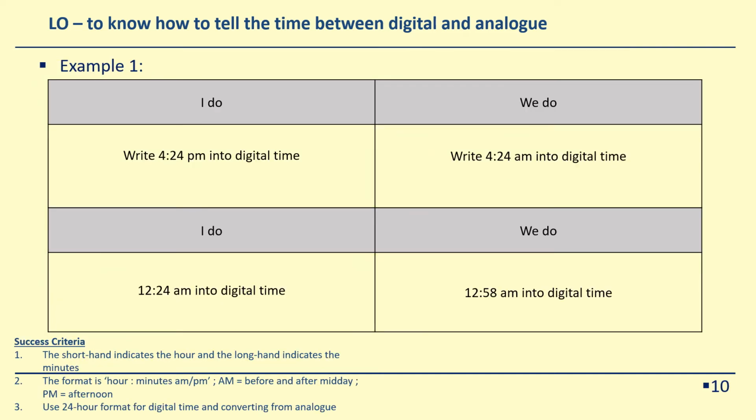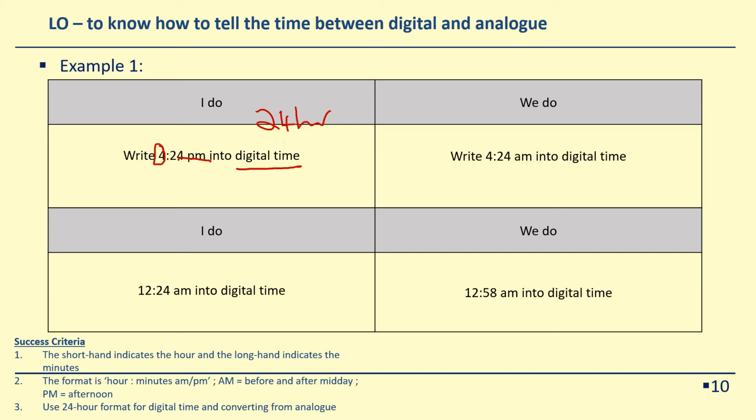Okay, so now we're looking at using digital time, which is in a 24-hour format. For certain hours of the day, when we go into the afternoon and into the evening, we use from 13 to 24 hours. So it's asking us to write 4:24 p.m. We know p.m. is in the afternoon, so we need to know what our 4 is equal to in the afternoon.